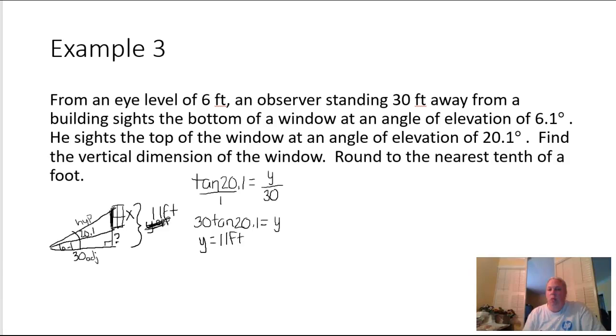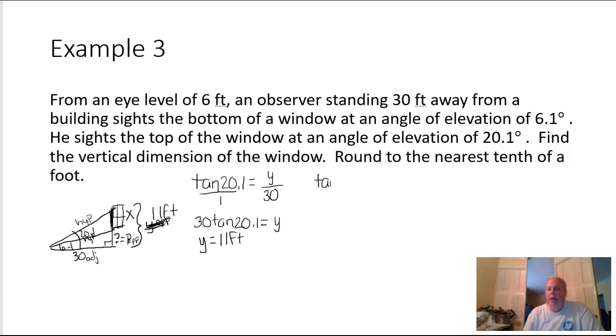If I knew this piece right here, I could subtract it from 11, and then I would know how tall the window is. Well, as luck would have it, I have a right triangle down here where the angle is 6.1. There's my right angle, and I have a side for it. So I can figure out this one right here, and let's just call this P. My hypotenuse is going to be right here across from my right angle. Here's my angle 6.1. P is going to be the opposite side because it is across from 6.1, and once again, the 30 is going to be the adjacent side. So I'm going to use tangent again.